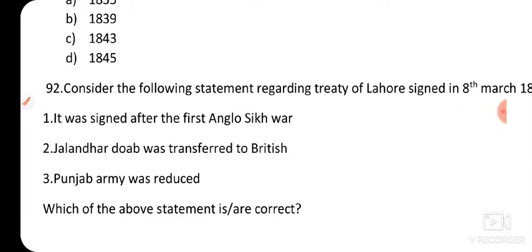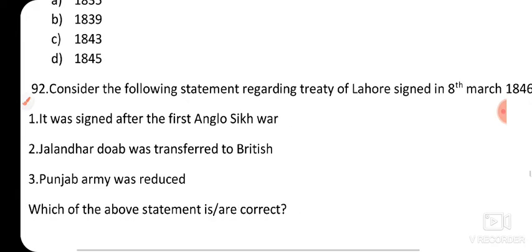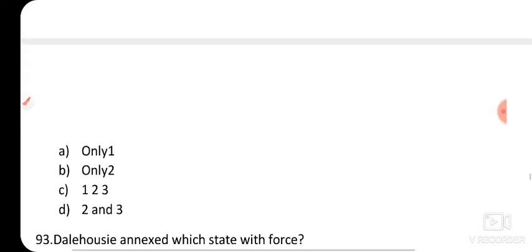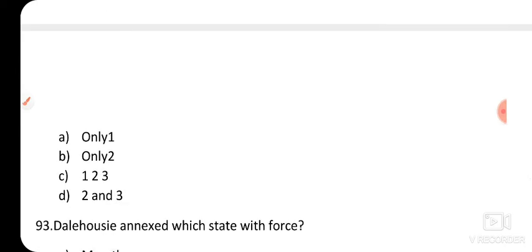Question number 92. Consider the following statements regarding the Treaty of Lahore signed on 8th March 1846. Statement 1, it was signed after the First Anglo-Sikh War. Statement 2, Jalandhar Doab was transferred to the British. Statement 3, the Punjab army was reduced. Which of the above statements is or are correct? Option A, only 1, option B, only 2, option C, 1, 2, 3, option D, 2 and 3.